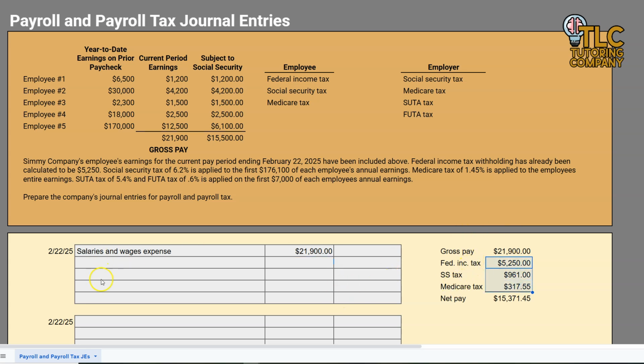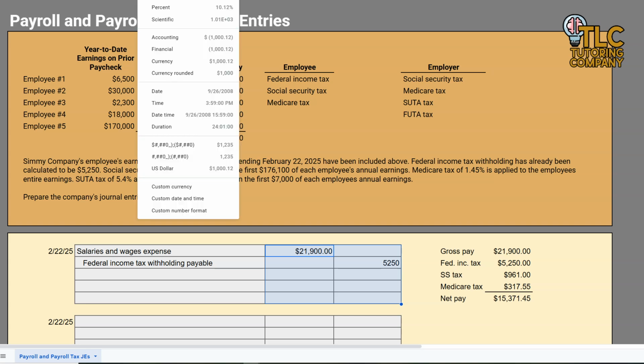Now, our taxes are going to go in there as well. And this is another one where you might want to take a look at your textbook and see how your textbook refers to these accounts. I'm going to do them according to the ones that I usually use. Federal income tax withholding payable. That payable is important because the payable is basically indicating that this is the amount that is going to be.